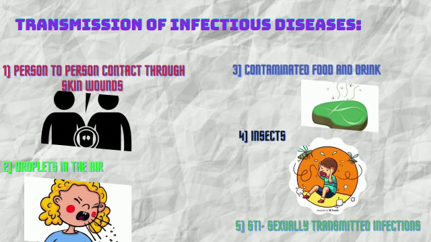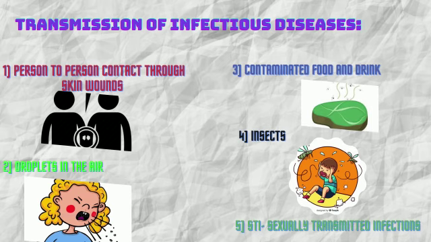Let's talk about how do people get infectious diseases. Infectious diseases are caused by pathogenic microorganisms such as bacteria, viruses, parasites, or fungi. The diseases can be spread directly or indirectly from one person to another. First, person to person contact through skin wounds. Second, droplets in the air, for example, when an infected person coughs or sneezes. Third, food and drink contaminated by stools or urine. Fourth, insects via their bites or direct infection.